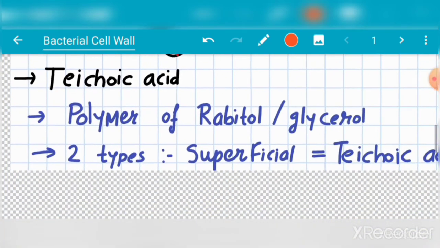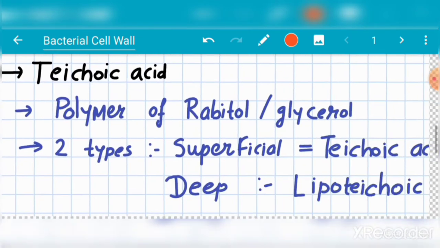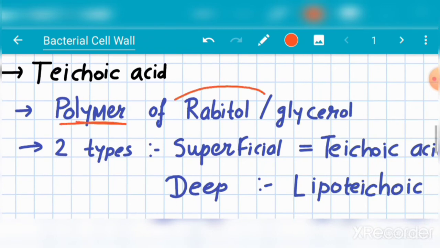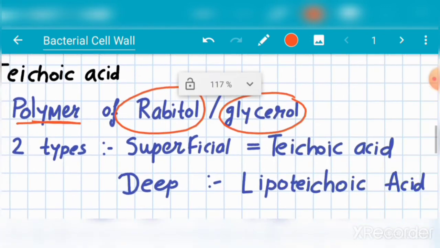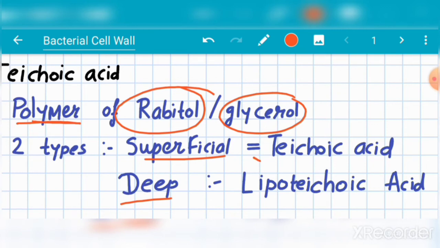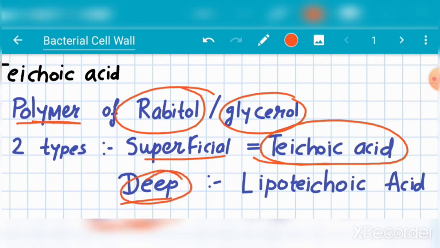Now let's talk about the teichoic acid. Teichoic acids are polymers of ribitol or glycerol, and they are of two types, the superficial and the deep. Superficial teichoic acids originate from the peptidoglycan layer and ascend above. It is known as simple teichoic acid. And the deep ones originate from the plasma membrane and ascend above. It is known as lipoteichoic acid. That's all about the cell wall of gram-positive bacteria.